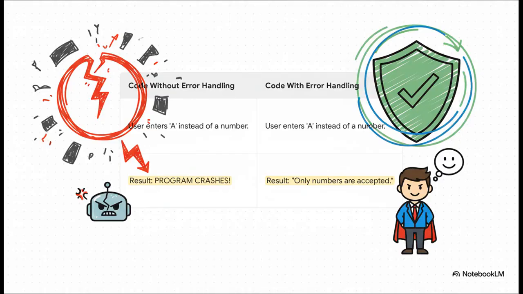Check out this super clear example. On the left, we have some code that asks for a number. But of course, the user types in the letter A. The code has no clue what to do with an A. So, boom, it crashes. The whole thing's over. But look at the right. The programmer was smart. They thought, hey, what if someone doesn't enter a number? They wrapped their code in a try-except block. So now, when the user enters A, instead of crashing, the program just says, whoops, only numbers are accepted. See? No crash. That right there is you, the developer, taking charge and making sure the user has a good experience even when they make a mistake.